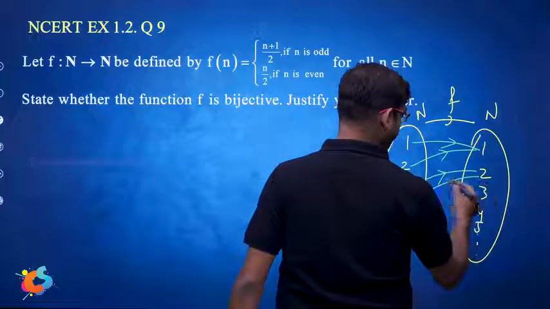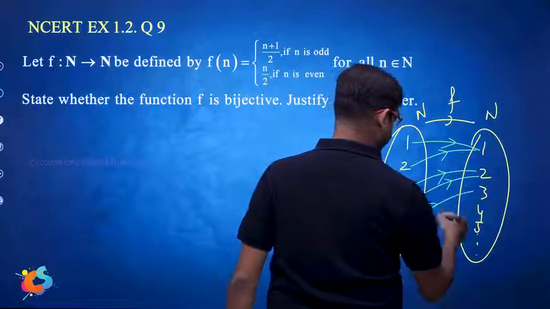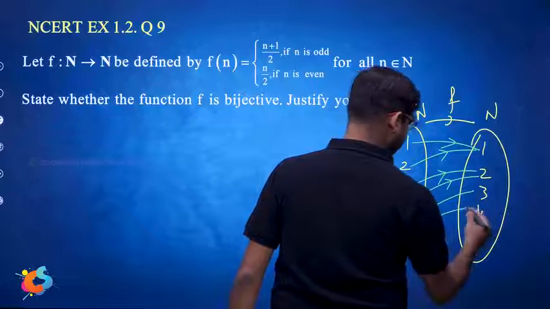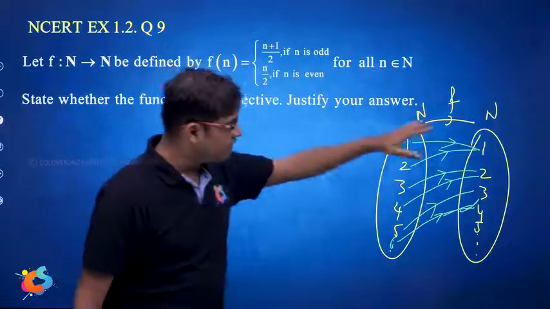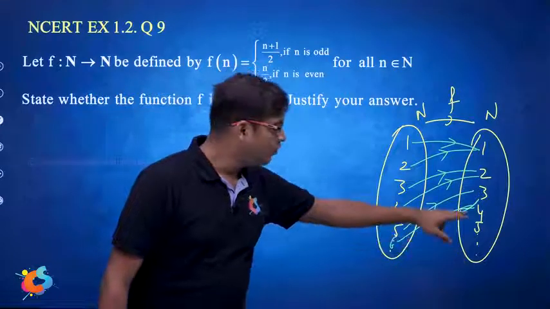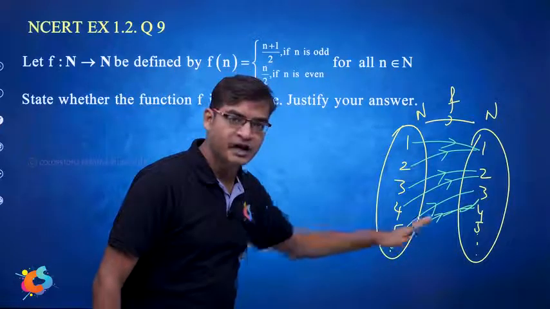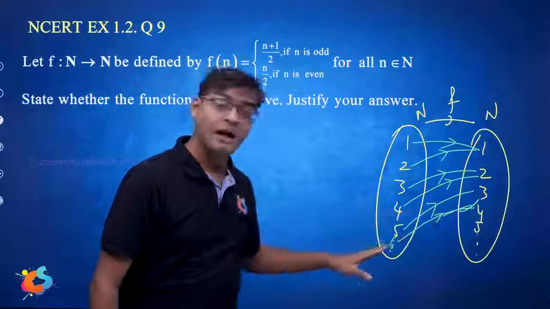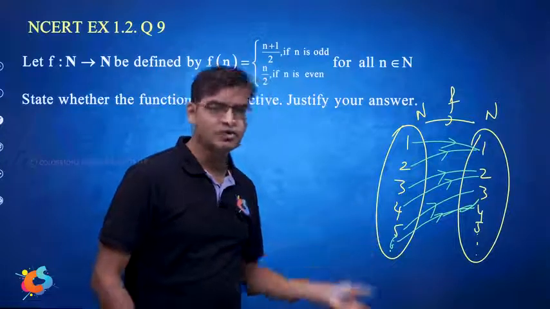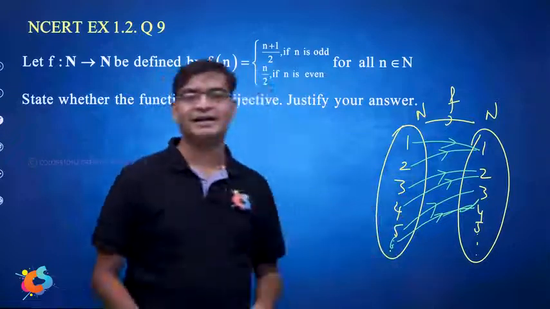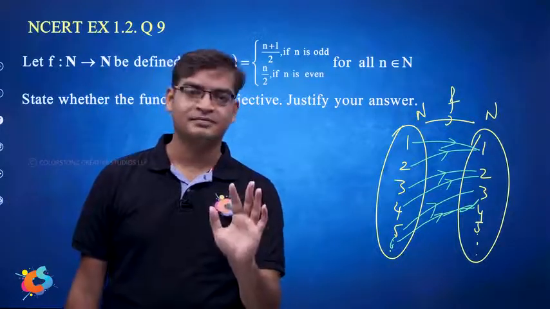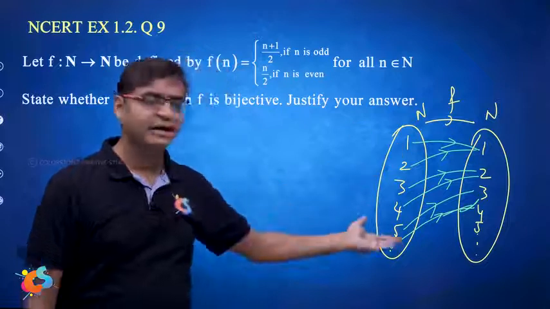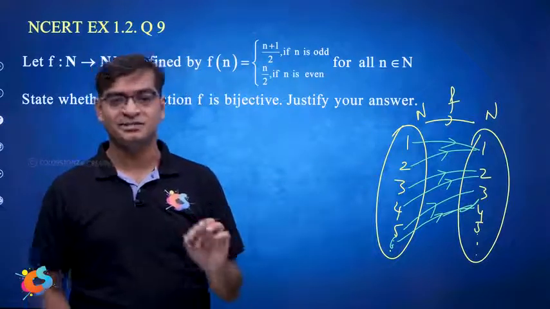4 also will go to 2, right? 5 will go to 3. 6 also will go to 3, right? So clearly you can see all of them are getting filled, right? 4 will be mapped from 7 and 8. 5 will be mapped from 9 and 10 and so on like this. So all of them are getting filled. So therefore, this is an onto function, isn't it? Everything is getting filled in our codomain. So therefore, range is same as codomain.